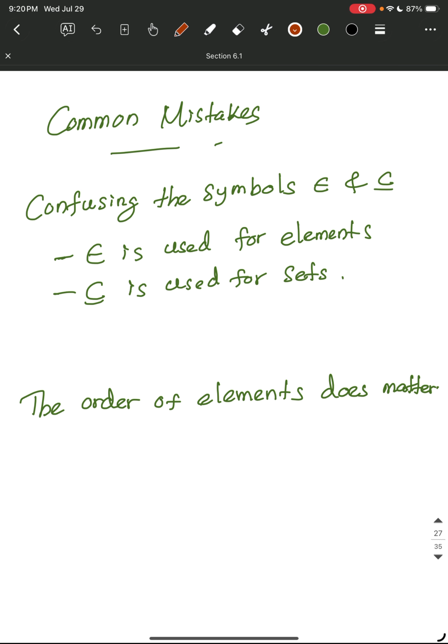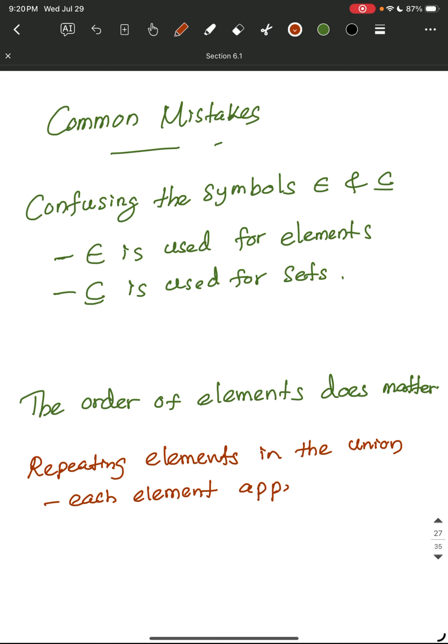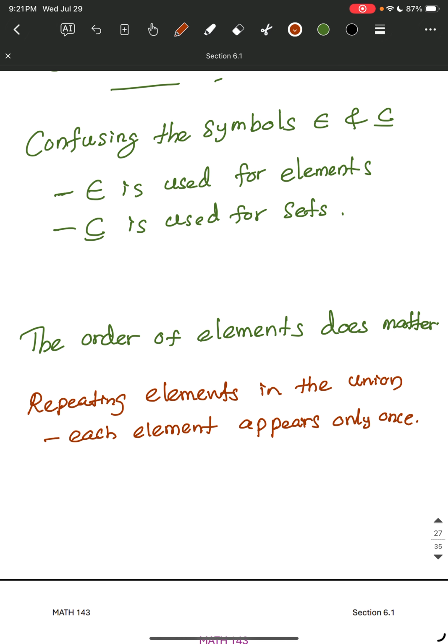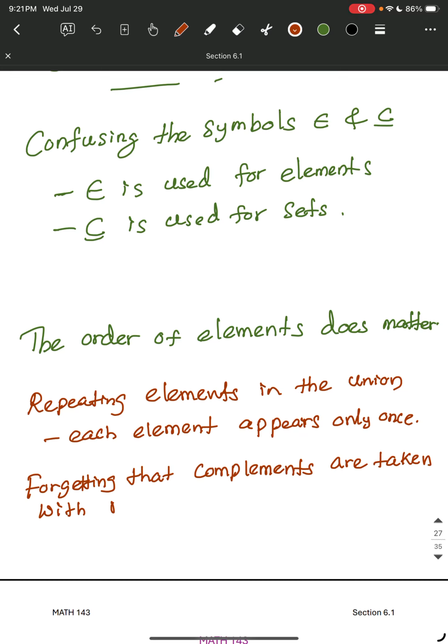And repeated elements in the union. So each element appears only once. Also, forgetting that complements are taken with respect to the universal set. Confusing union and intersection. Union means everything in either set. Intersection means only what they share.